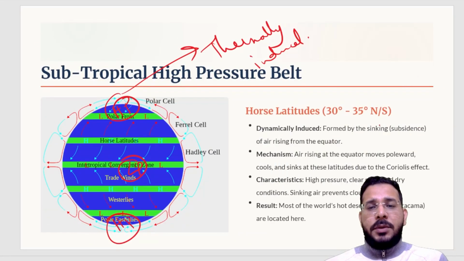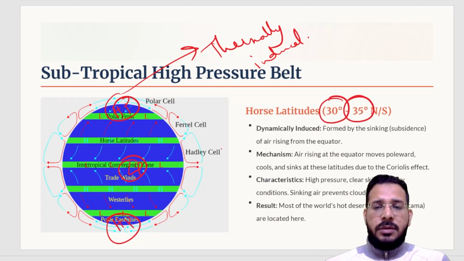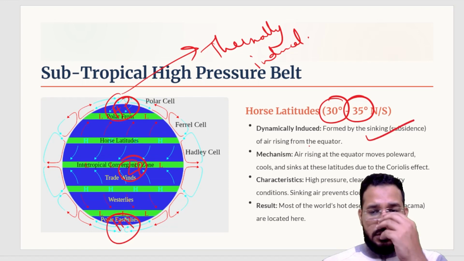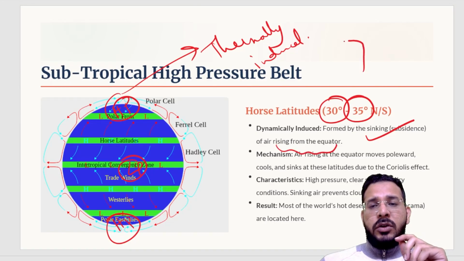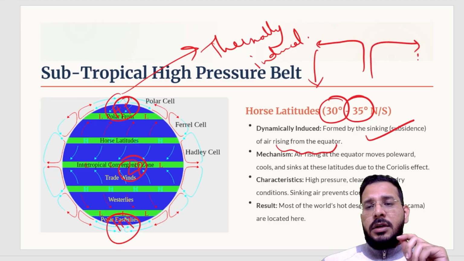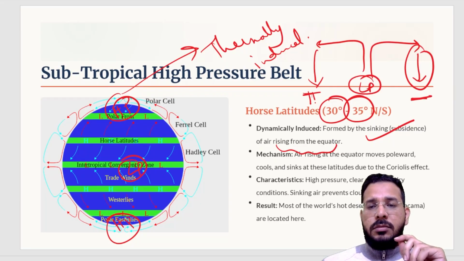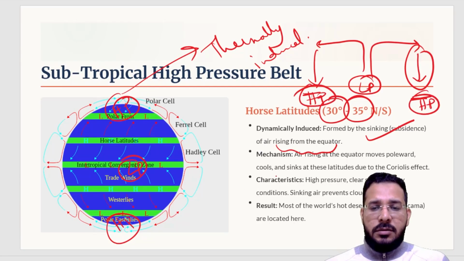The subtropical high pressure belt is around 30 to 35 degrees north and south, both of them. They are formed because of the sinking air, which is rising at the equator, moving towards this direction, and sinking over here. Similarly, it is sinking over here. The sinking region is called the high pressure region. The rising region is called the low pressure region. So these are the pressure belts which we can see here.